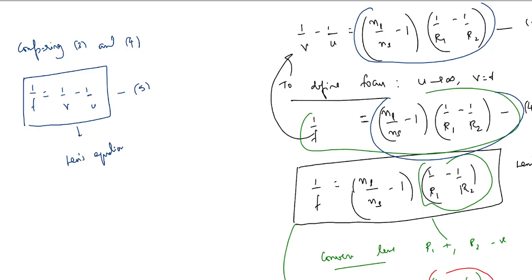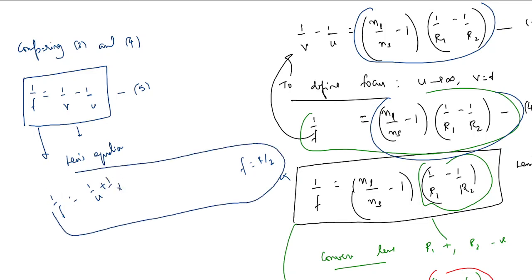Now Lens equation is a relationship between u, v and f, while Lensmaker's formula is an equation between refractive indices and radii of curvature. So you can think of this equation something like f is equal to r by 2 for spherical mirrors, and we can think of this as something analogous to 1 by f is equal to 1 by u plus 1 by v. So these are analogous equations in case of spherical mirrors.